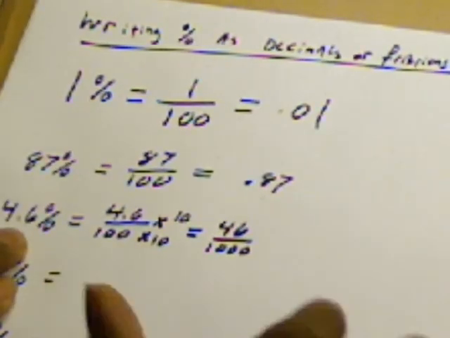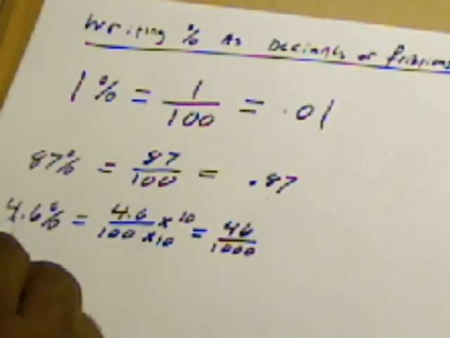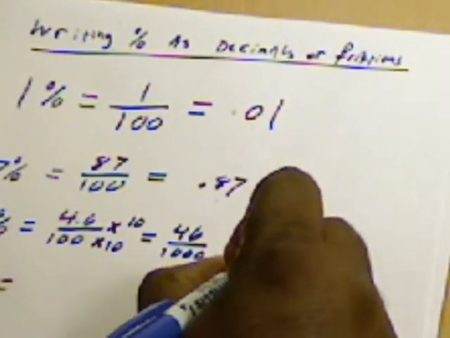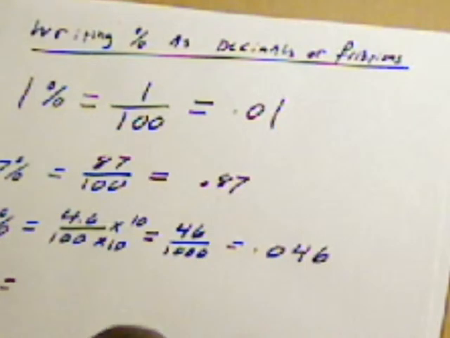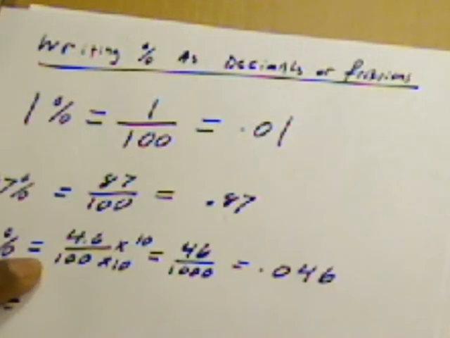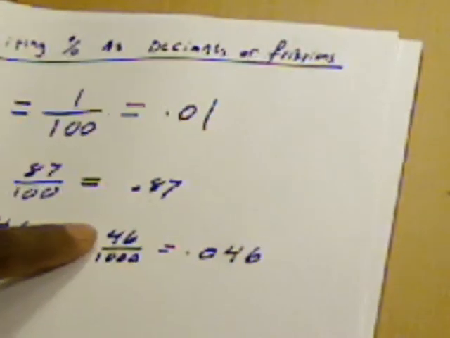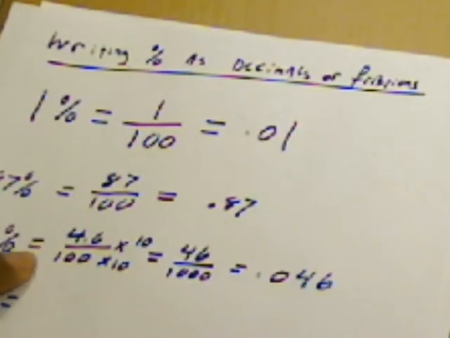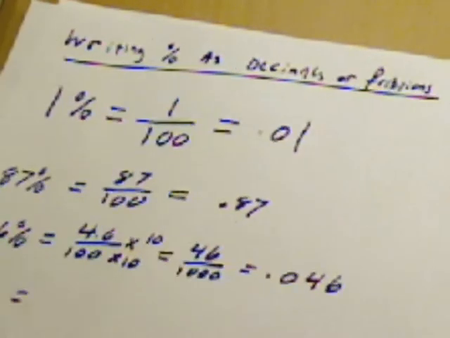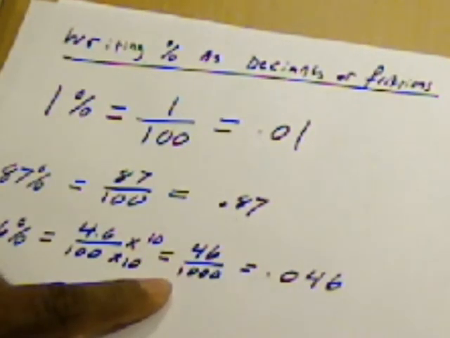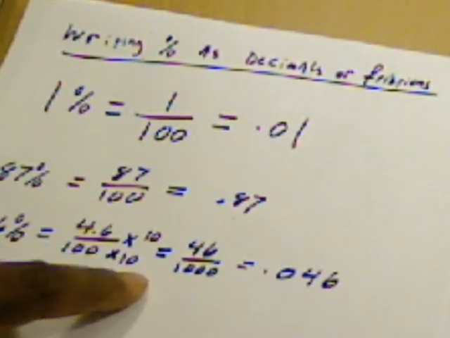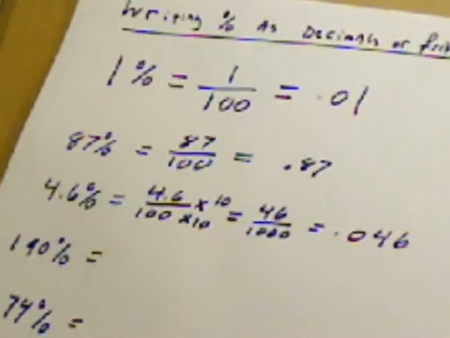4.6% as a decimal. We're going to move that decimal point over 2, 1, 2. So we're going to get 0.046. So 4.6% is equal to 4.6 over 100, which is the same as 46 over 1,000, which is the same as 0.046. And if we really wanted to, we can reduce this too, because we got a common factor in 46 and 1,000. But that's a different video. Let's keep moving.